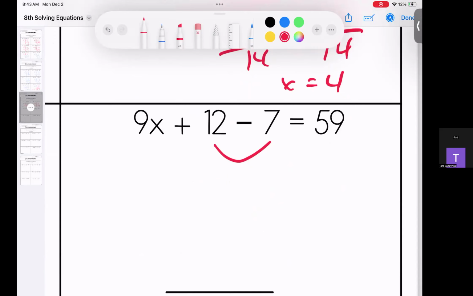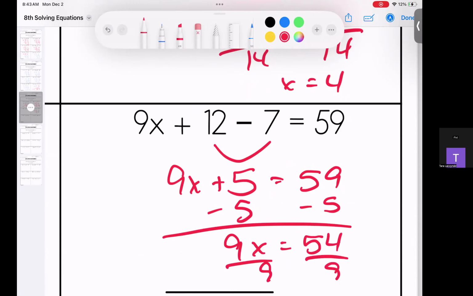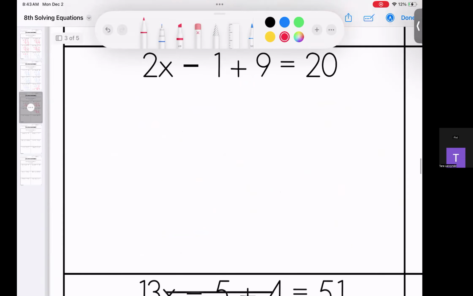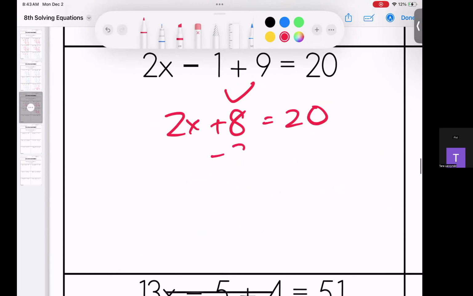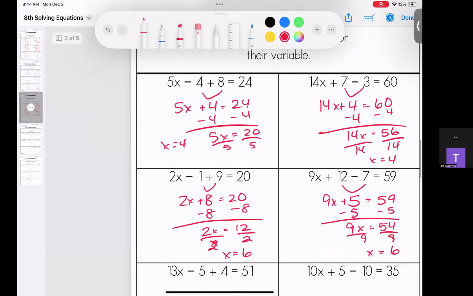Over here, 7, 8, 9, 10, 11, 12. That's going to give us a 5, which we're then going to subtract. Divided by 9. X is equal to 6. Over here we have 8. 2x is equal to 12. Oop, not x, divided by 2. X is equal to 6.